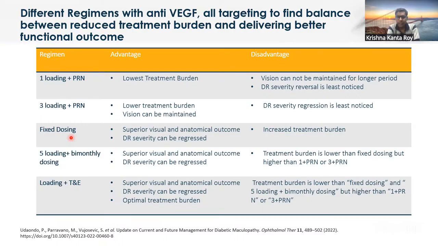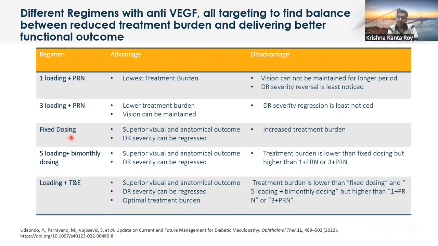Now, 5 loading doses followed by bimonthly dosing. This also has superior visual and anatomical outcome. Treatment burden is high, but not as high as fixed dosing, though it is higher than 1 loading or 3 loading. A few of us can try it, and we normally follow it for at least a few of our patients. Now, loading followed by treat and extend. This is a regimen we have been talking about recently. Many of us are following this.